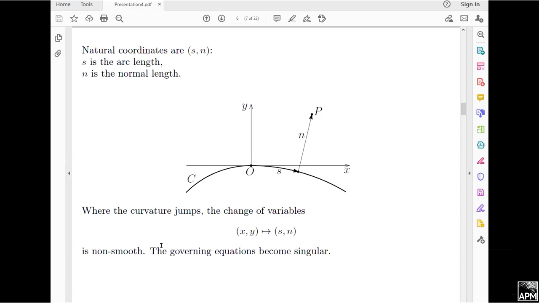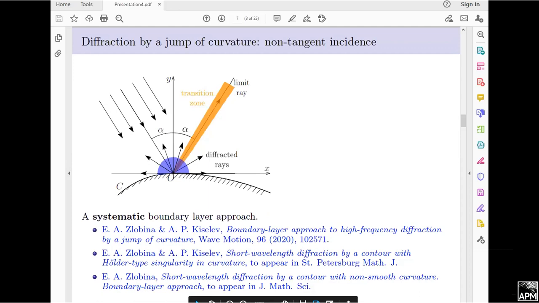What is the problem? Why could it not be solved systematically by a boundary layer approach? Simply the following: the natural coordinates in such problems are n, s, arc length and normal length. And if we pass from Cartesian coordinates to these coordinates, this mapping is not smooth, and the equations which we get have very strong singularities. And we were the first people to overcome these singularities and consider diffraction by a jump of curvature with a non-tangent incidence.